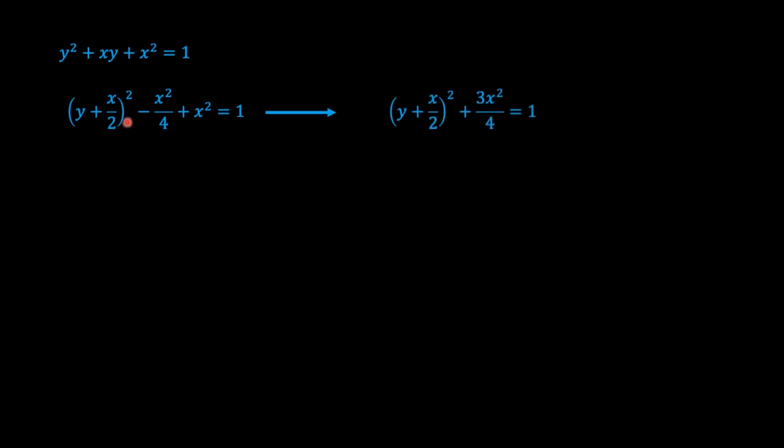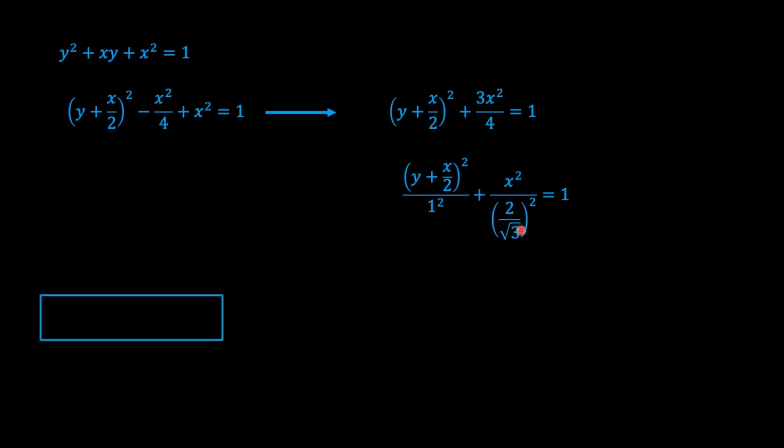I'll show you why it is an equation of an ellipse. We could express this first part as y plus x over 2 squared minus x squared over 4. And then we add this x squared. And so the left-hand side now becomes y plus x over 2 squared plus this negative x squared over 4 plus x squared, which becomes 3x squared over 4. And so we have now y plus x over 2 squared over 1 squared plus x squared over 2 over square root of 3 squared is equal to 1. So this is an equation of an ellipse where this is a squared and this is b squared.